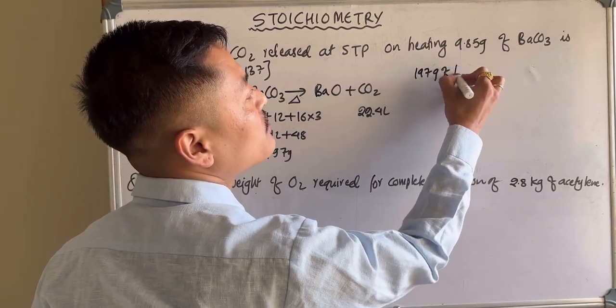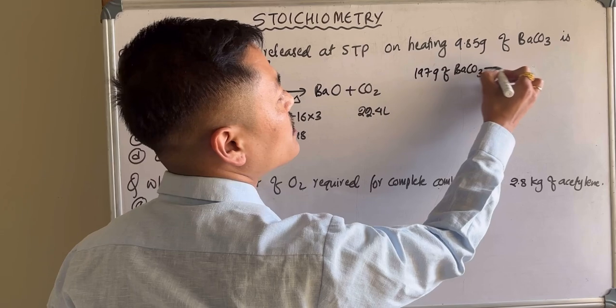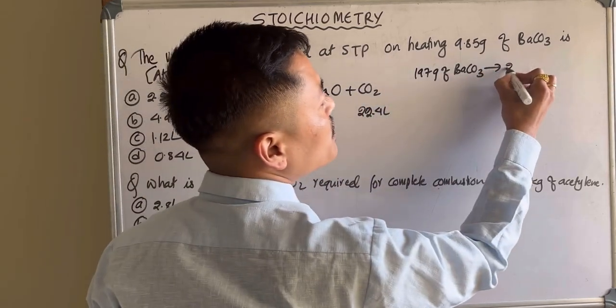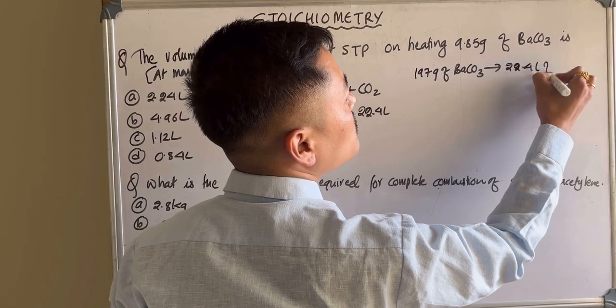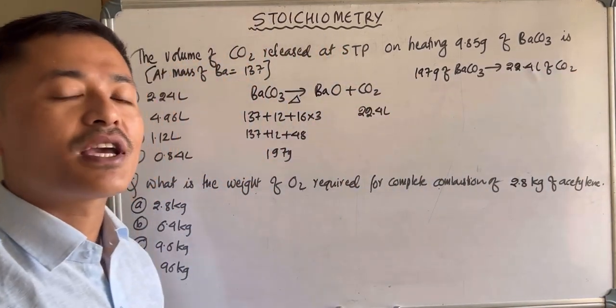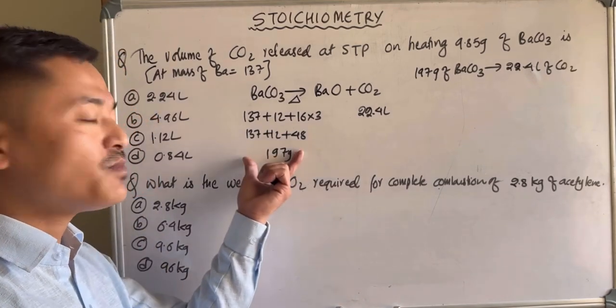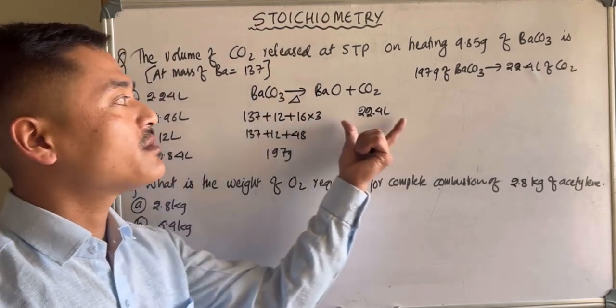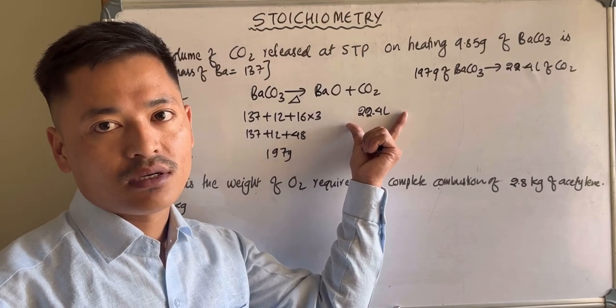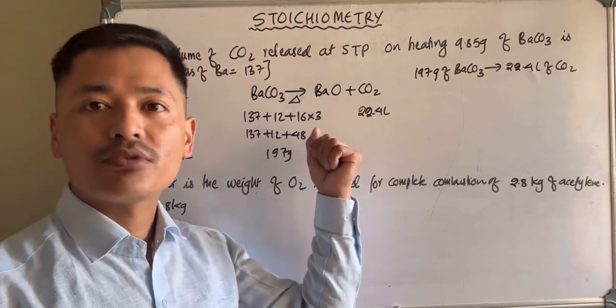197 gram of BaCO3 will be producing how many volumes of CO2? It will be producing 22.4 liter of CO2. So from the balanced chemical equation itself, we can easily say that this much mass of BaCO3 will be producing this much volume of carbon dioxide. Okay, so this is a mass volume relationship question.